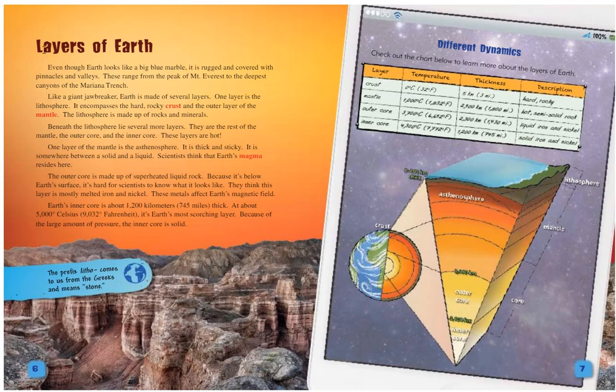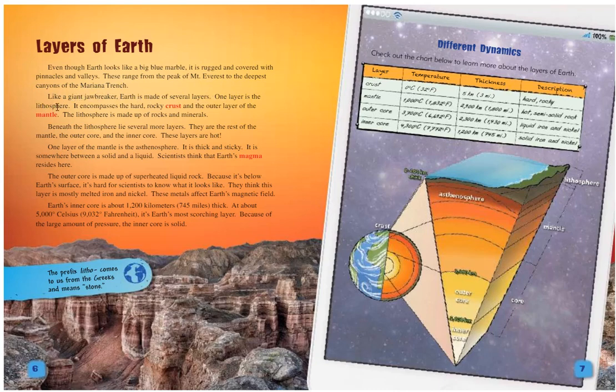So looking at the geosphere first, starting with layers of Earth. Even though Earth looks like a big blue marble, it is rugged and covered with pinnacles and valleys. These range from the peak of Mount Everest to the deepest canyons of the Mariana Trench under the Pacific Ocean. Like a giant jawbreaker, Earth is made of several layers.